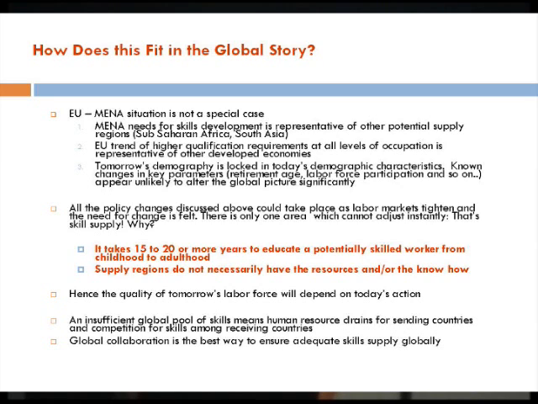And that's the first point. The second point is that the potential supply regions do not necessarily have the resources or the know-how to make this happen. And this we know because they have been struggling with these issues for the last 20 to 30 years. So they won't be able to do it on their own. So the quality of tomorrow's labor force will depend on today's action. And an insufficient global pool of skills means human resource drains for sending countries, as we saw, and competition for skills among receiving countries. So the point that we want to make is that global collaboration is the best way to ensure an adequate skills supply globally for tomorrow.